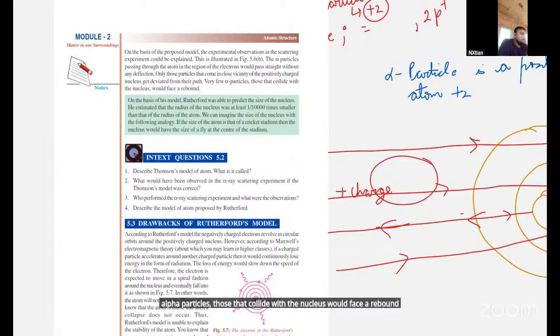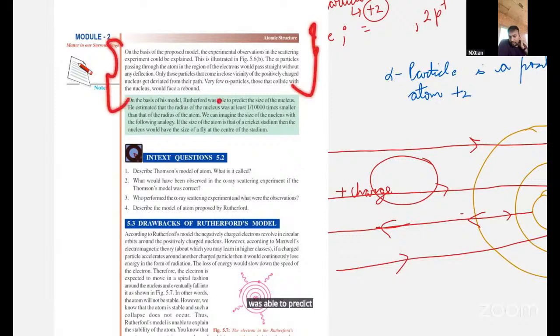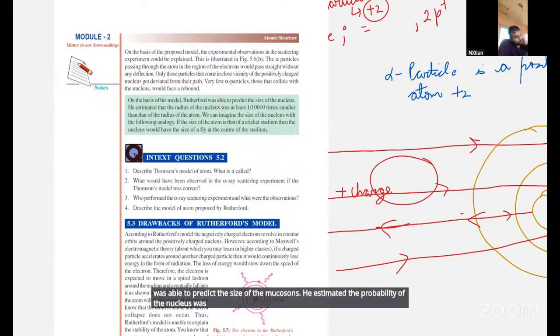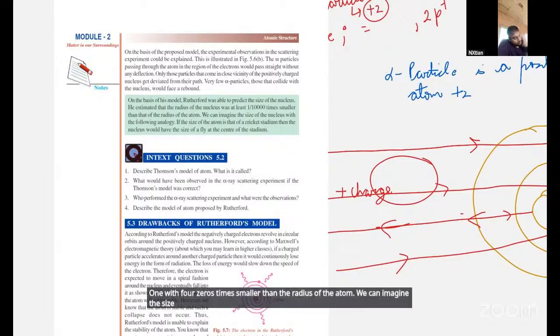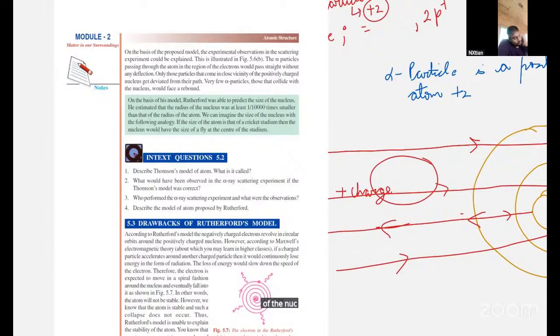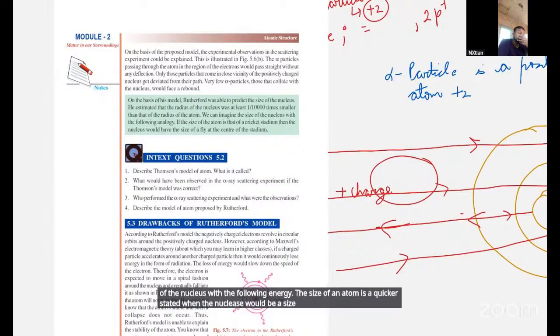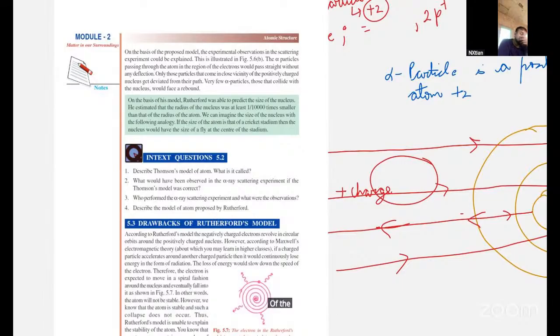So on the basis of this model, Rutherford was able to predict the size of the nucleus. He estimated that the radius of the nucleus was 1 with 4 zeros times smaller than the radius of the atom. We can imagine the size of the nucleus with the following analogy. The size of an atom is a cricket stadium, and the nucleus would be the size of a fly at the center of the stadium.